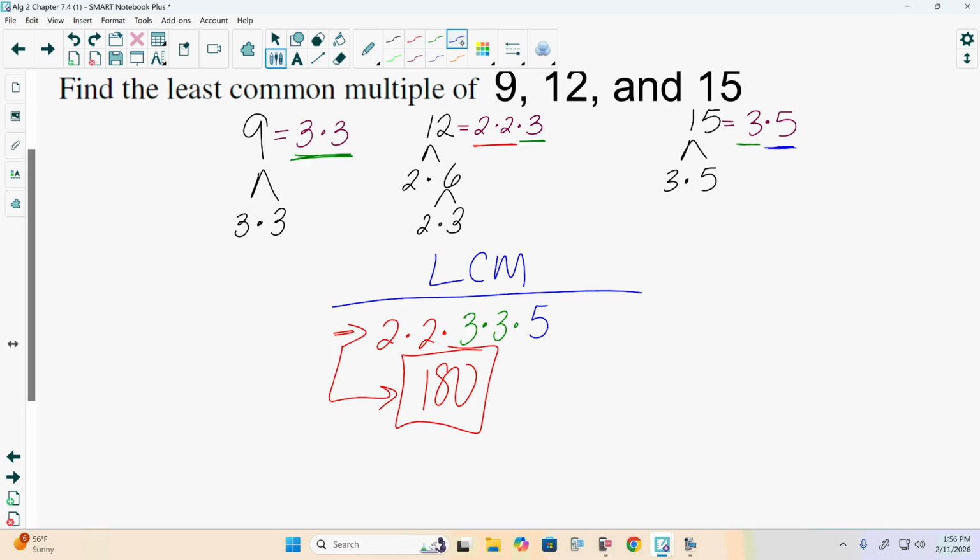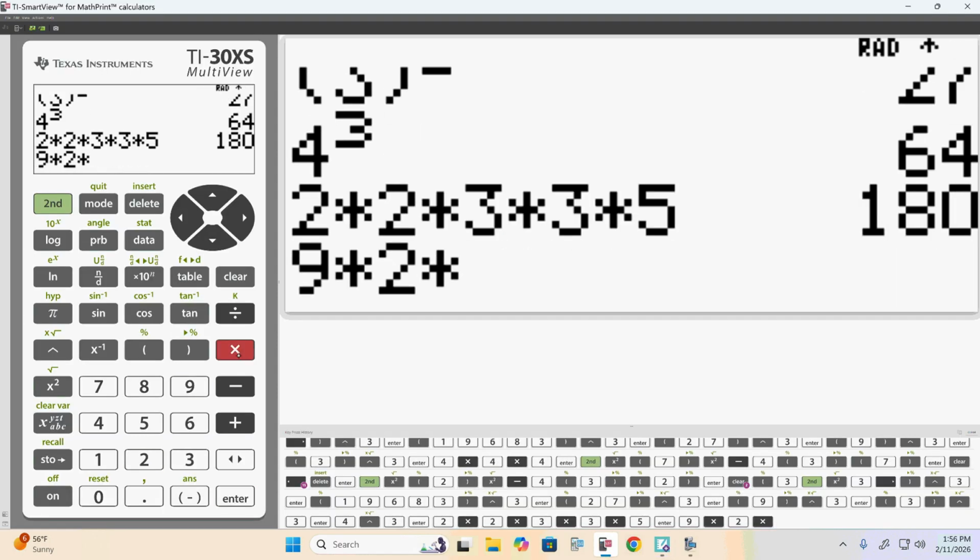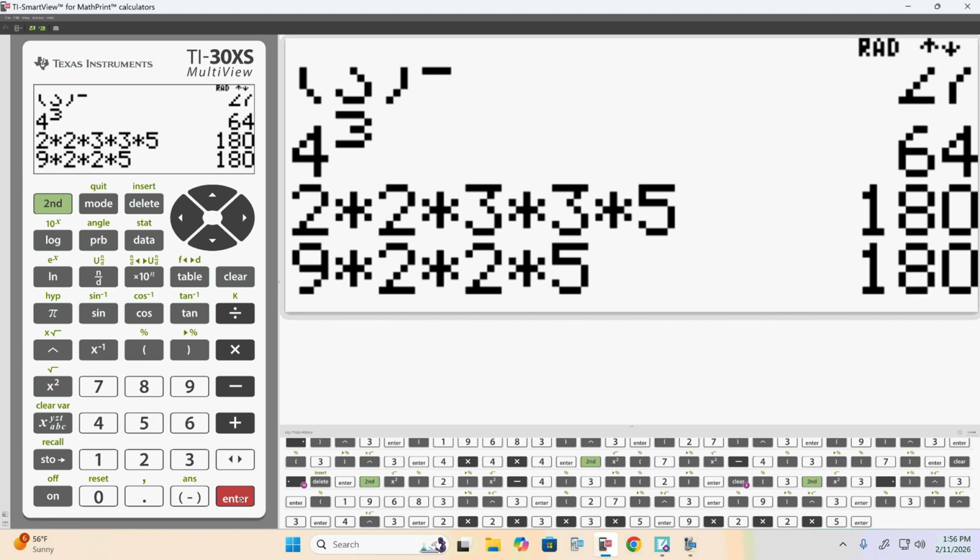Because with our 9, it has the 2 3s, yes? What is it missing from that least common multiple? The 2 2s and the 5, yes? So if I take 9 and multiply it by 2, 2, and 5, those 3 factors it's missing, we get 180.